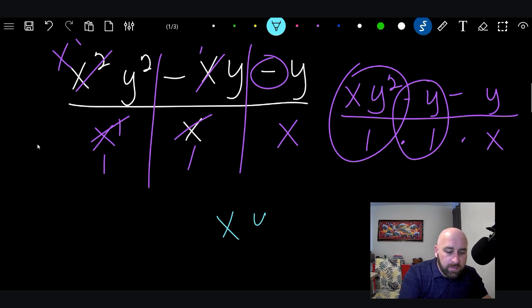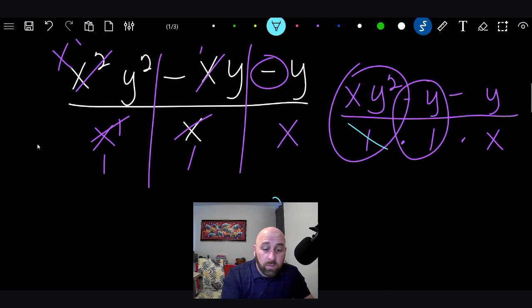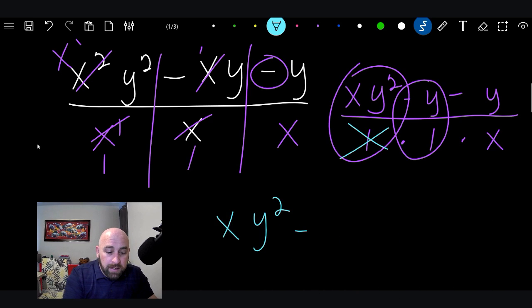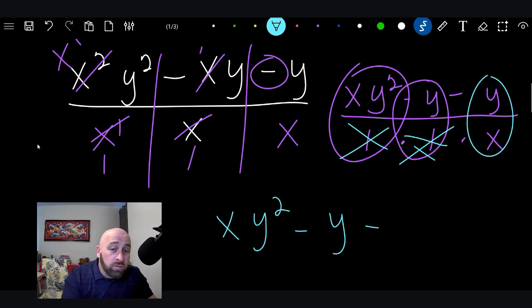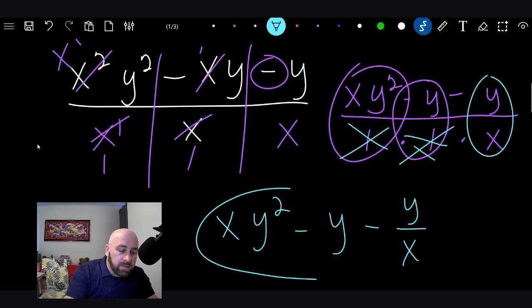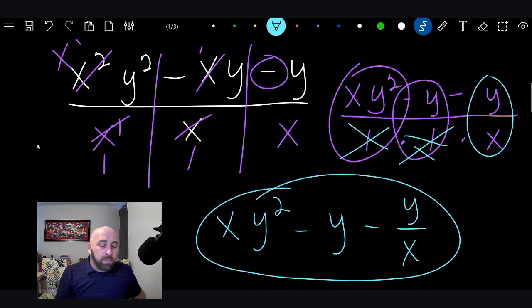So xy squared over 1, we don't need that, minus y over 1, we don't need that, minus, we do need it here, y over x. This would be your answer. You can't put an x over, you can't do that because there's not an x there. It canceled, remember? So those are 1s.